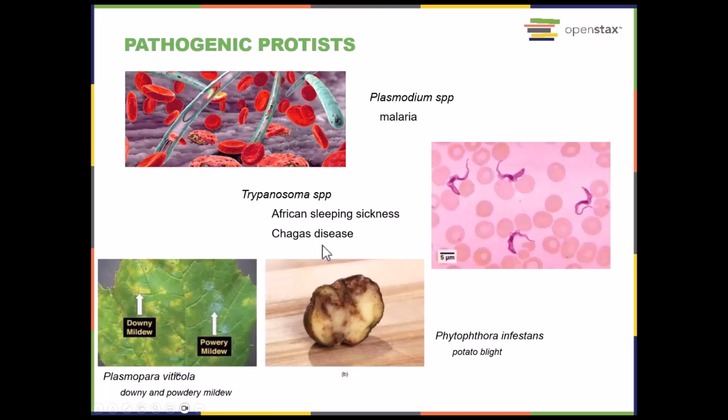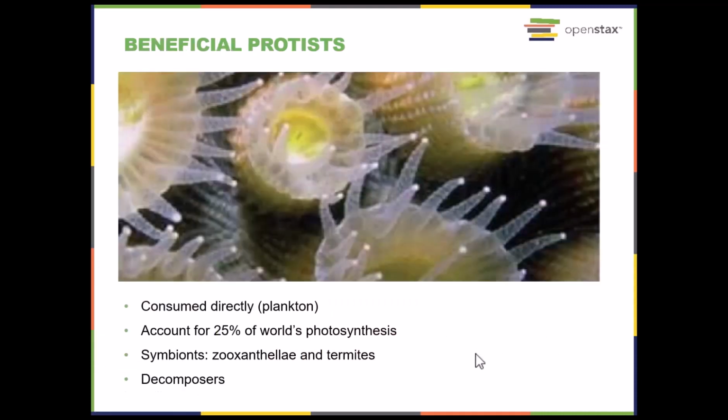We also have some protists that are pathogenic to plants. Our downy and powdery mildews on plants are caused by protists, and the potato blight is caused by protists. Now, some protists, of course, are also beneficial. They form significant components of our food webs. A lot of plankton are protists, and they form the basis of the food web for aquatic environments. Protists account for about 25% of the world's photosynthesis.